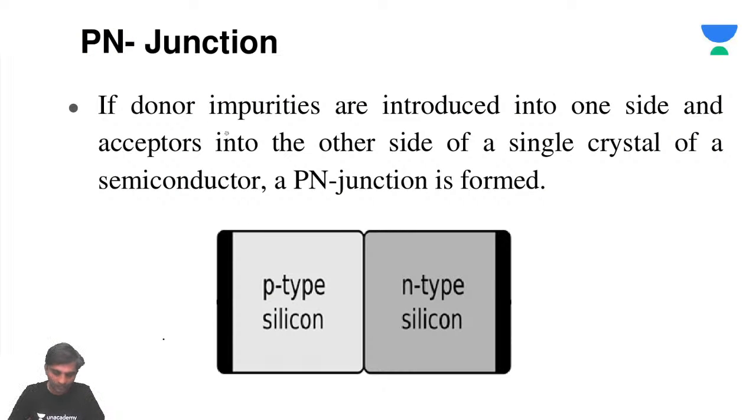Today's class is about a PN junction. You should understand it very clearly. If donor impurities are introduced into one side, and acceptor impurities on the other side of a single crystal semiconductor, a PN junction is formed. We are talking about this junction.